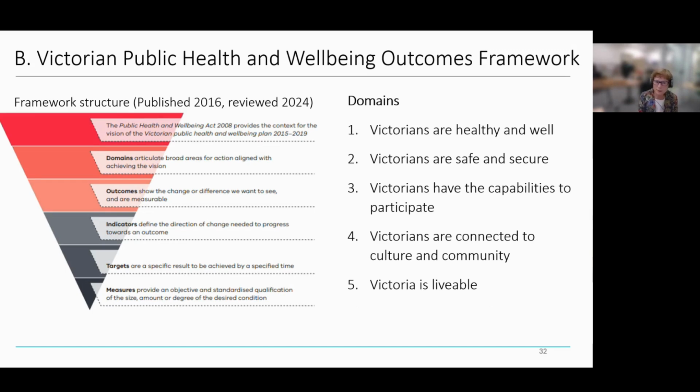So the Victorian Public Health and Wellbeing Outcomes Framework was published in 2016. I'm not sure how many of you are familiar with that, but it is this very large overarching framework. It was reviewed in 2014. It covers 5 domains, which, as you can see on the screen, are very broad. It captures outcomes, indicators, targets, and measures.